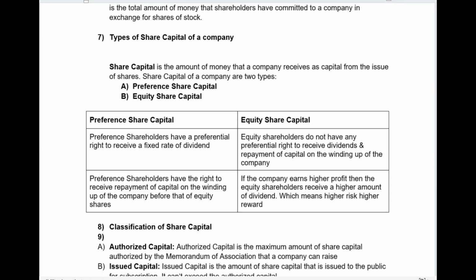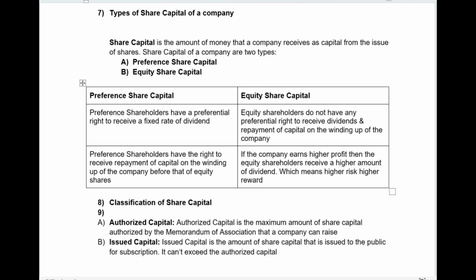So, welcome back everyone to the class accounting of share capital. Let us now try to understand the types of share capital of the company. Broadly speaking, the share capital of the company can be divided into two parts: preference share capital and equity share capital.